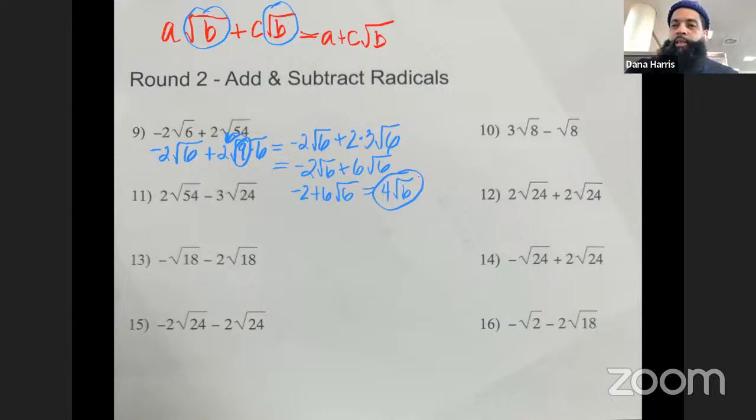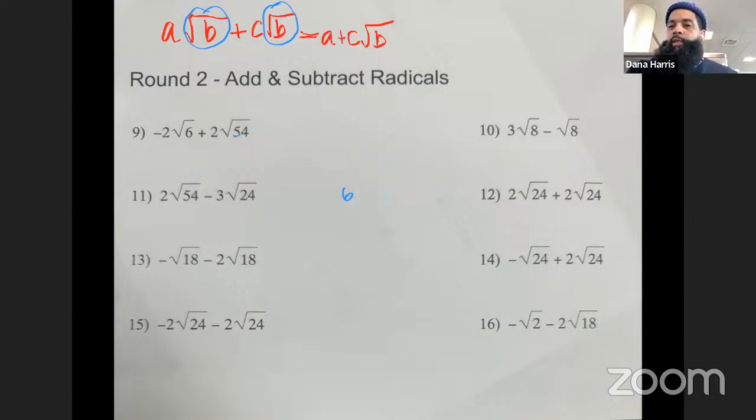I'm going to kind of erase these as I go because these are going to take more time, right? Or they're going to take more space.